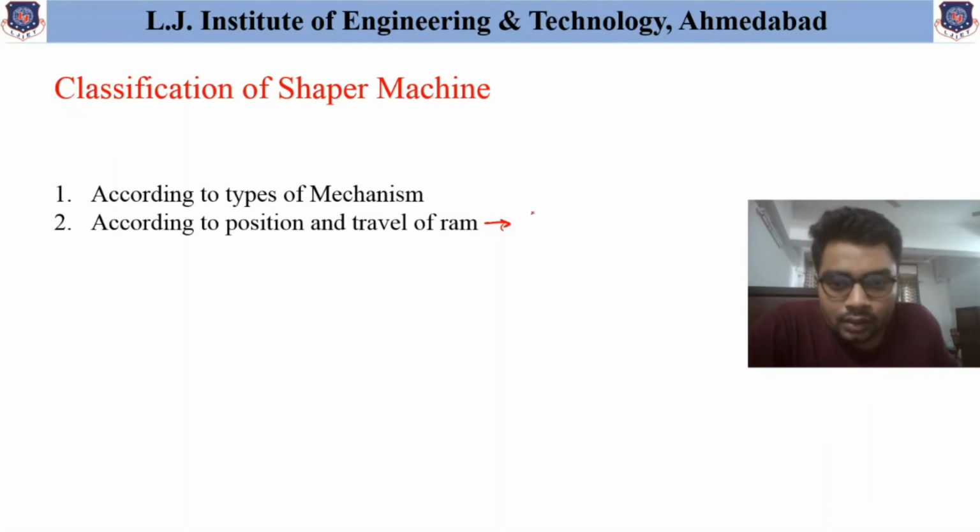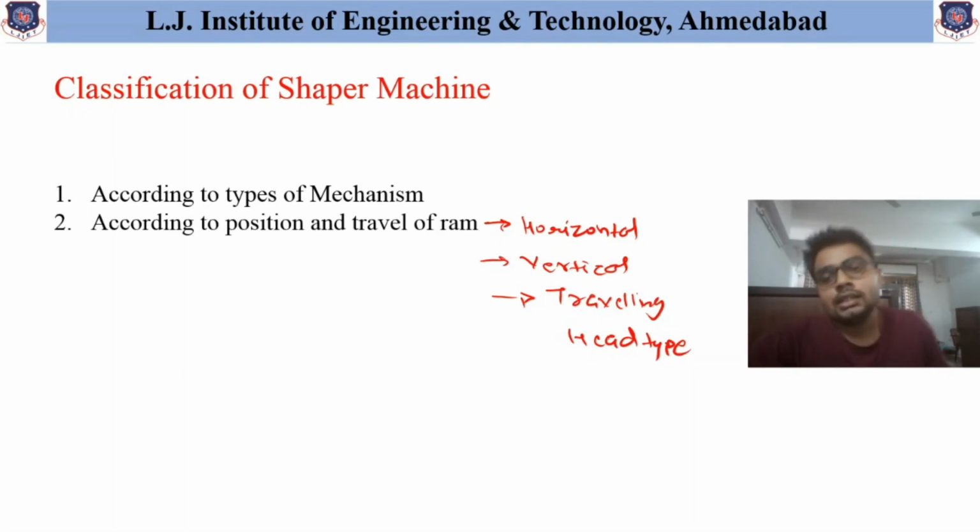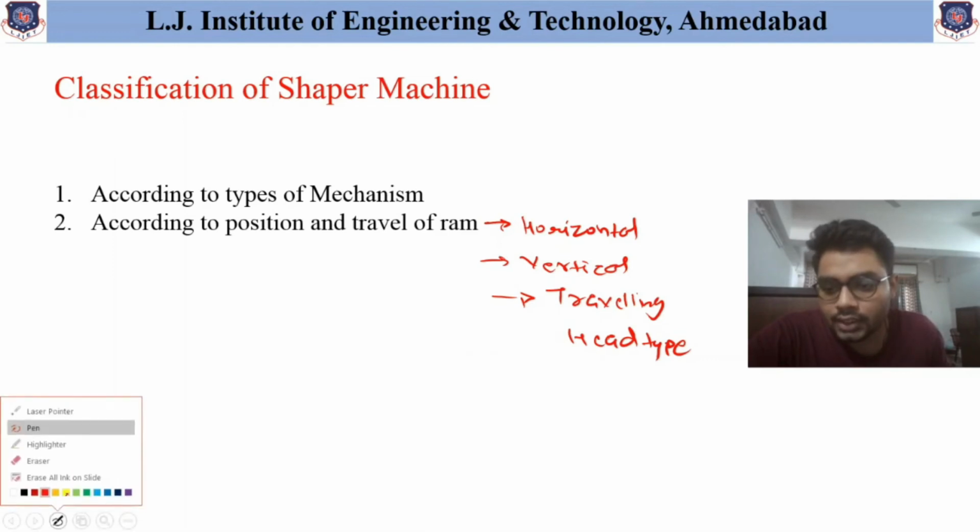So according to that, it may be classified as horizontal type, it may be called vertical type, and it may be a traveling head type. So this is another classification according to position and travel of the ram.